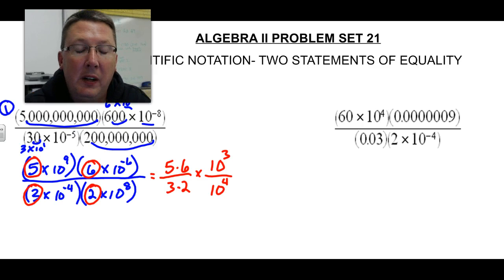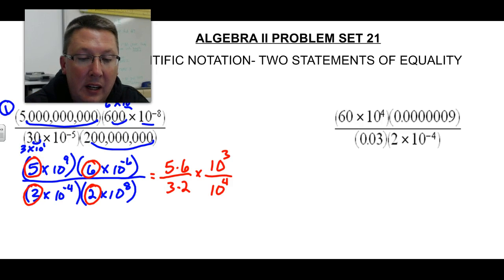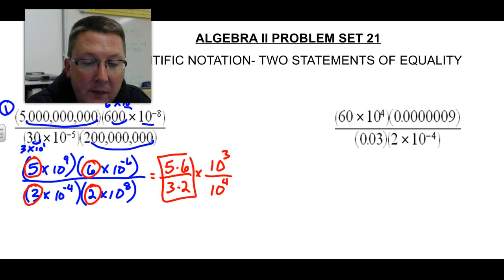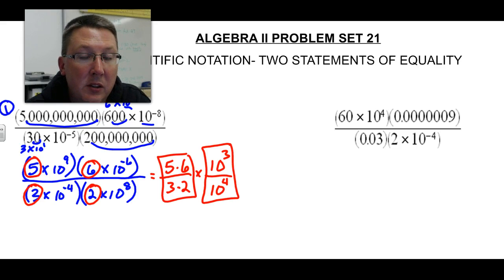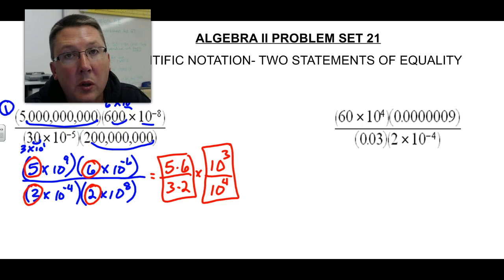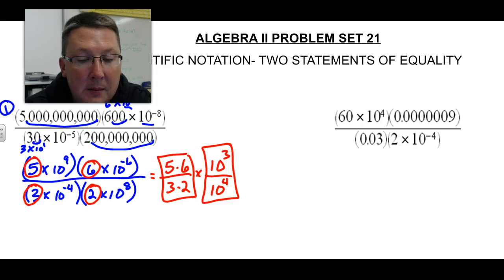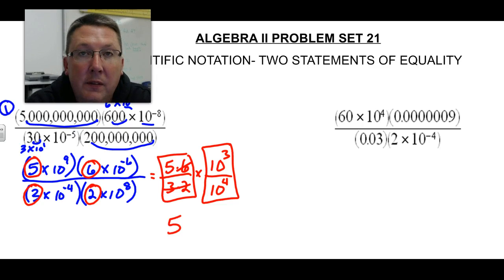Okay, now we need to simplify this. Right here, this is already kind of in scientific notation. I have my number part, and then I have my power of 10 part. I'm going to simplify those two parts. So on 5 times 6 over 3 times 2, you could go ahead and multiply the top, multiply the bottom, and then reduce. But what I see is on the bottom, 3 times 2 is 6. That's going to cancel completely with the 6 up top, which just leaves 5.